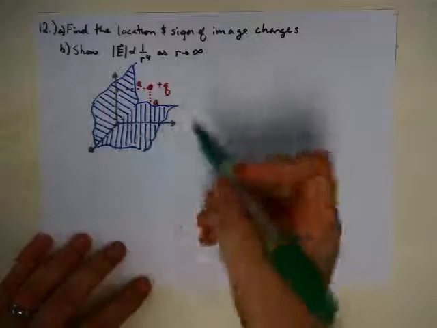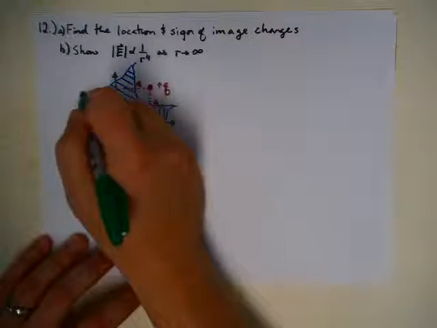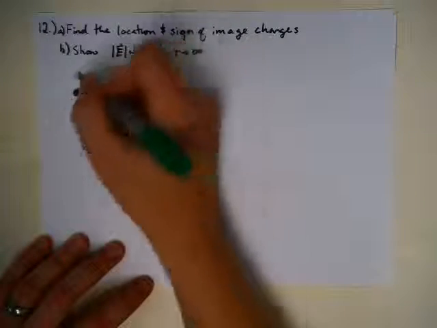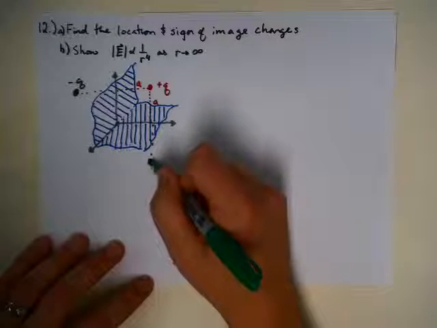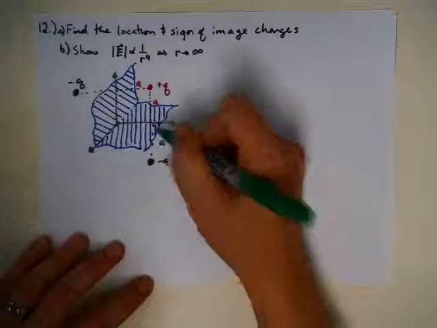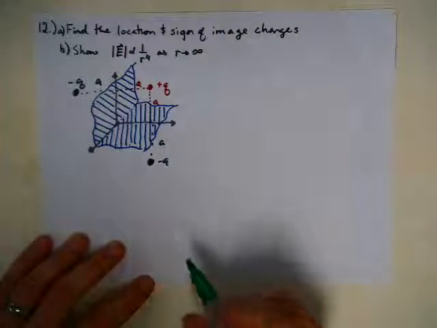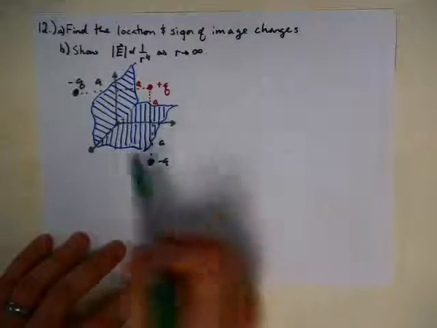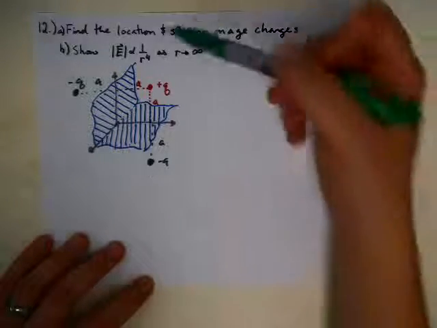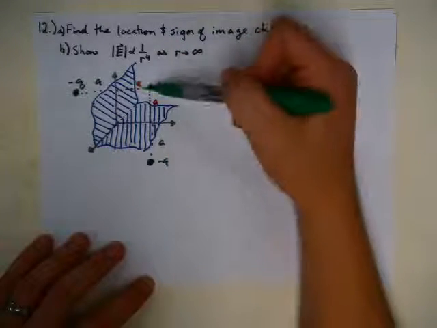I have 2 planes here, so I can just guess to start out that I might put an image charge of minus q below each plane. So a distance a below the 2 planes, on the left-hand side of the vertical plane and below the horizontal plane.